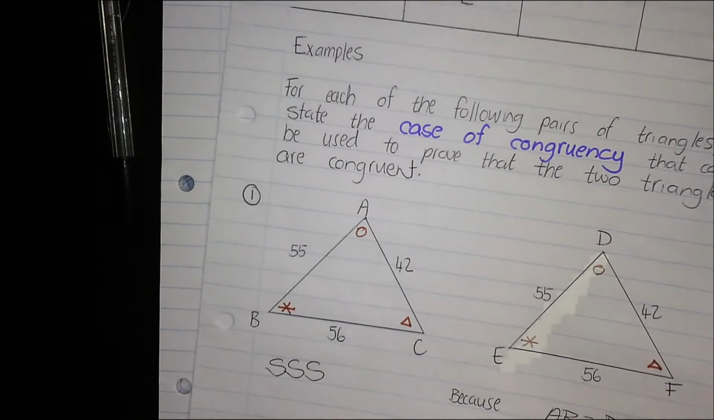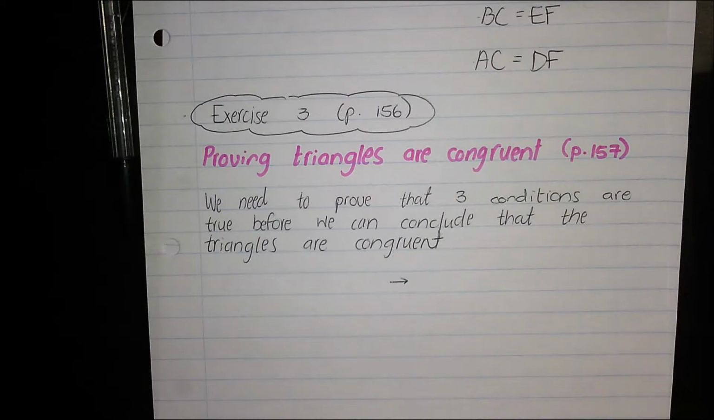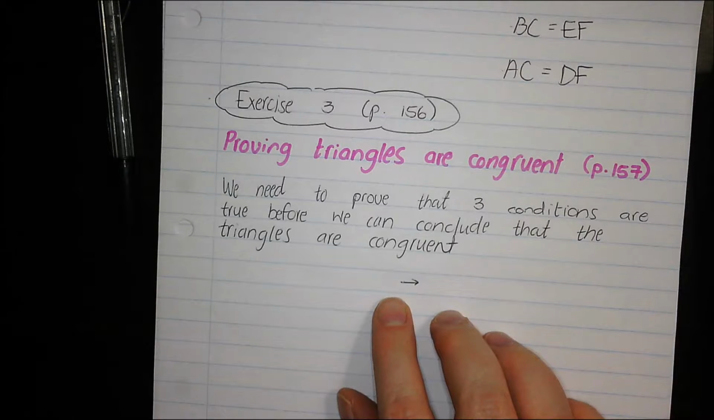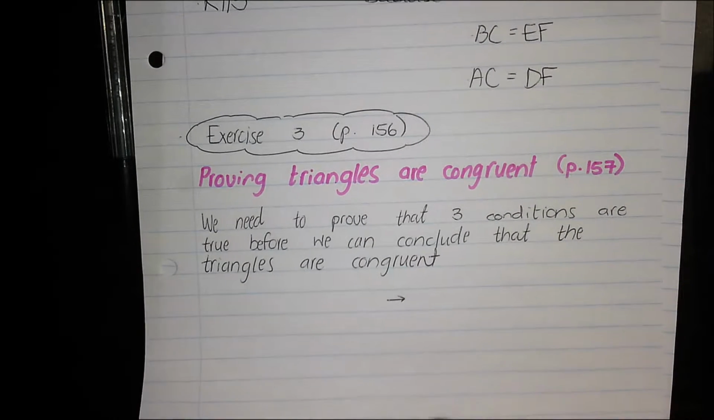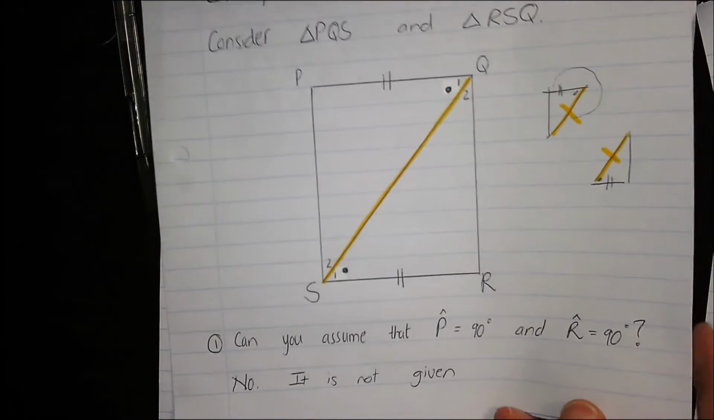We did this example, and then we got to proving triangles are congruent. So we said that you need to prove one of the cases, and then you can say that the triangles are congruent. We did this example, and this example, which are in the previous video, and we did this example also in the previous video. All right, and then let's get to the new work.